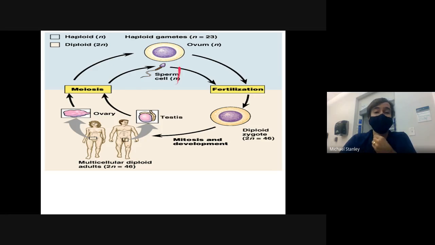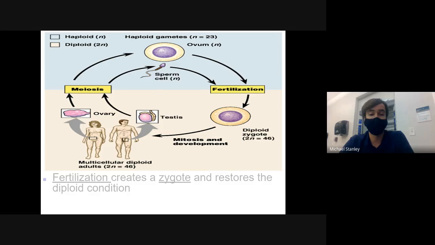So your dad's chromosomes are in the sperm, your mom's chromosomes are in the egg, and when they meet up and fertilize, that's when you end up with the 46 chromosomes that you inherit from your parents that will determine your growth and development for the rest of your life.